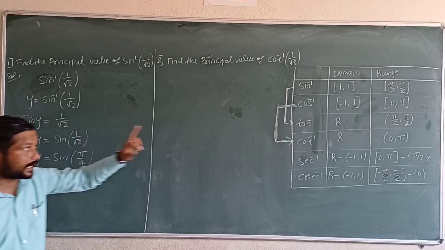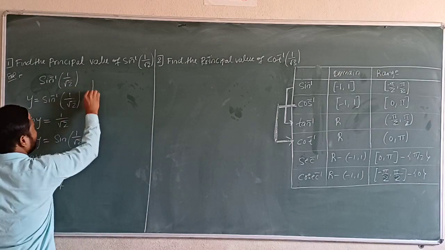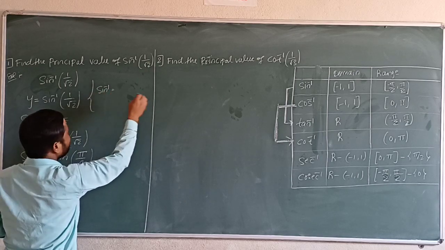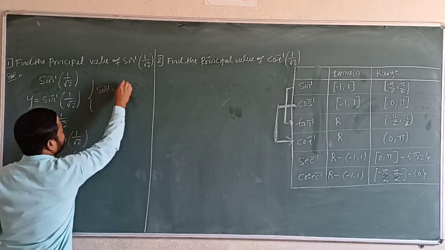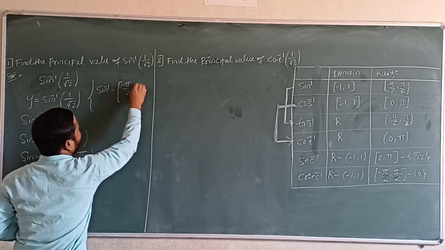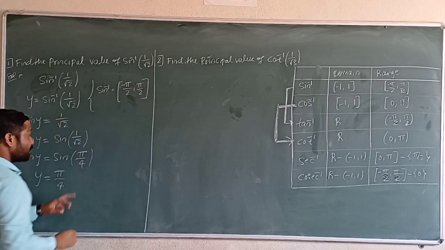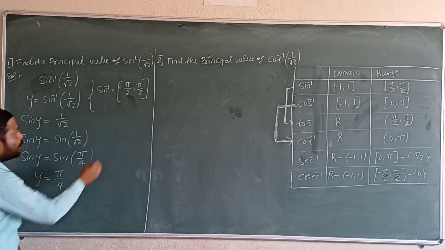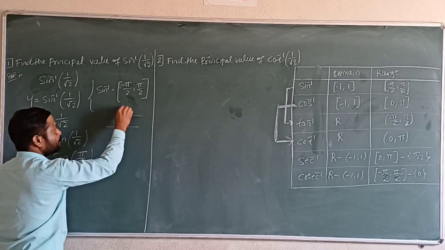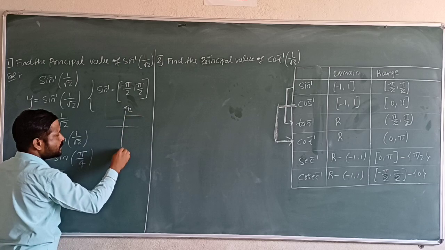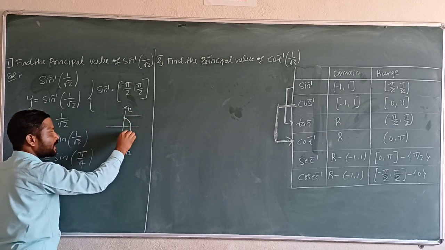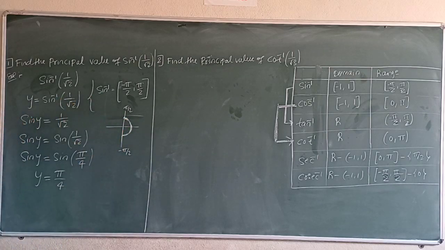Now check the table. What is the sin inverse principal value branch range? It is the closed interval minus pi by 2 to plus pi by 2. You have to check this range. Minus pi by 2 to plus pi by 2 in the diagram includes both ends. Your answer should be inside this range.